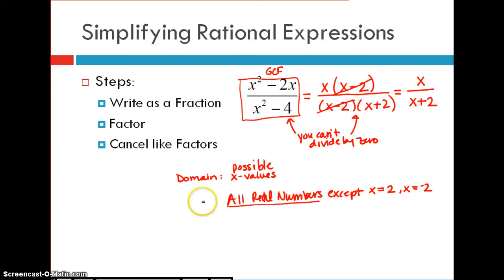So we could write our domain like this, but typically the way that we've been seeing it is rather than writing all that out, people just say, well, everything works except, and so they say x can't be 2 and x can't be negative 2 because that would make us divide by 0, and that's a bad thing. So we're going to do another example.